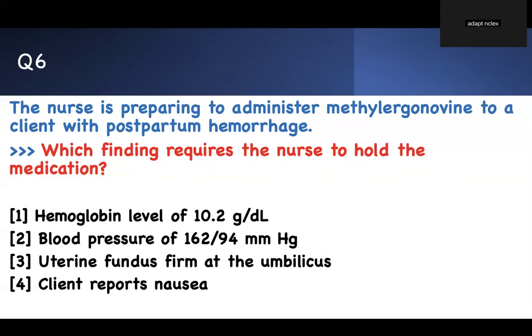Client reports nausea. Well, that should not prevent me from giving Methylergonovine. The key point is that this medication causes vasoconstriction. Therefore, if you have any medical condition that vasoconstriction will worsen, the patient should not receive it. Hypertension, stroke, coronary disease. These are three things you should never forget when you hear about Methylergonovine. Therefore, the right answer is number 2.